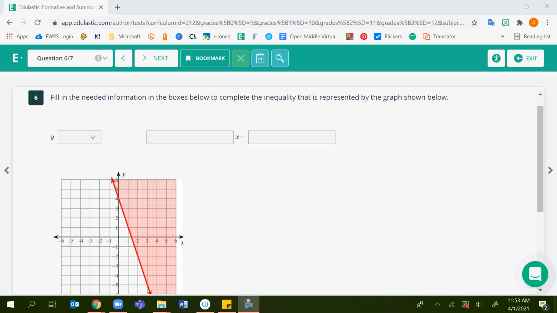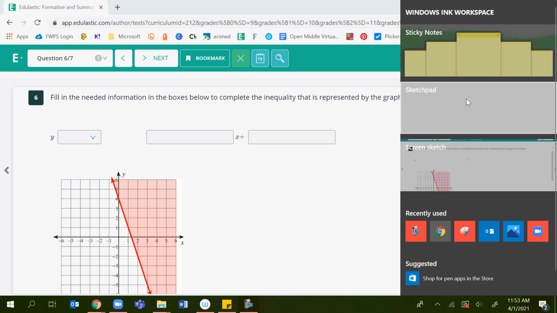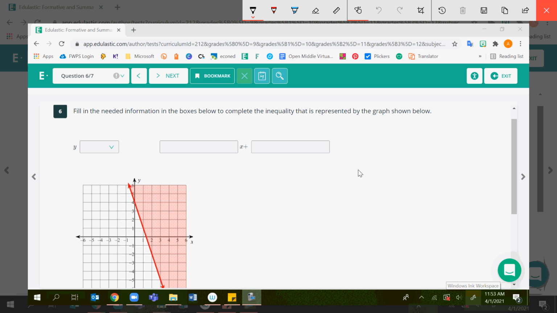Hi everybody, in this video we're going to talk about how to solve question number 6 on your test review in Edulastic. Okay, so let me pull up the screen sketch. Starting off, it says fill in the needed information in the boxes below to complete the inequality that is represented by the graph shown below. Remember we talked about things like noticing what is happening on our graph.